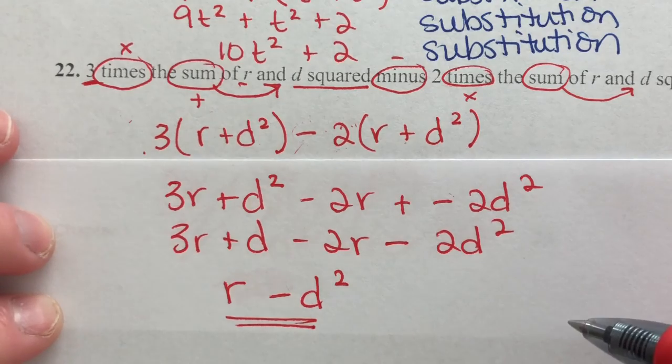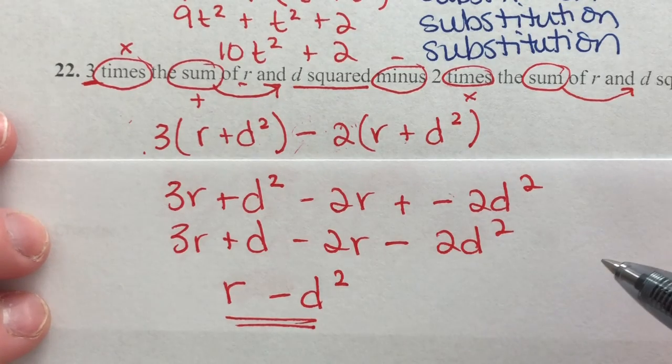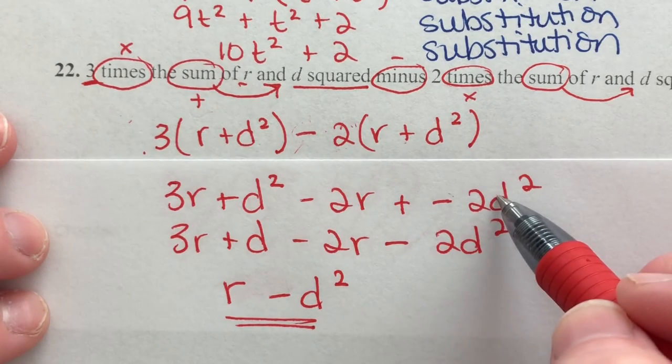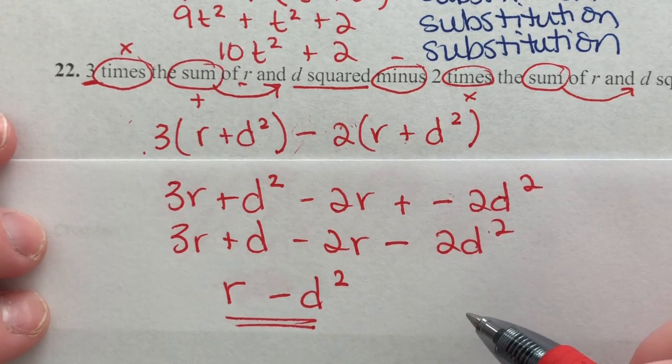I'm not going to go through and write all the properties because it's just substitution. That's all we're doing. We did distributive property from here to here, and then from here to here and here to here. It's just substitution.